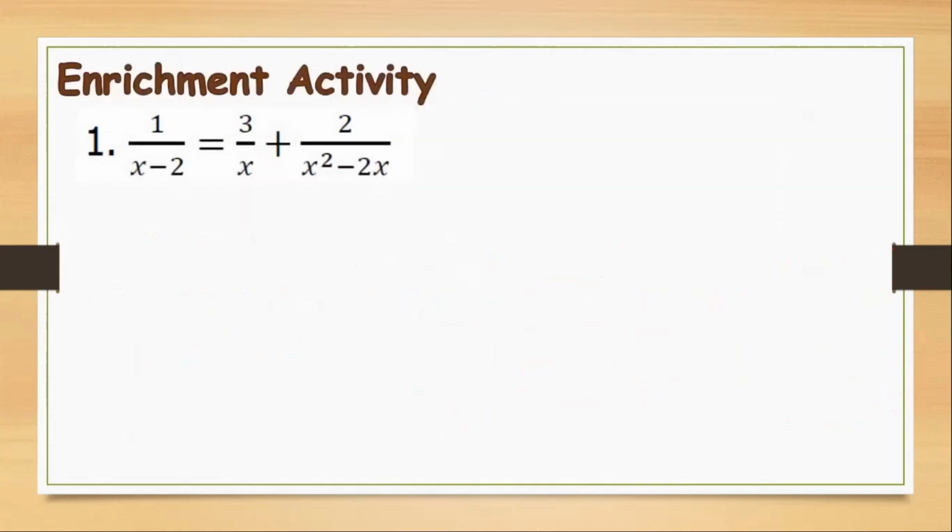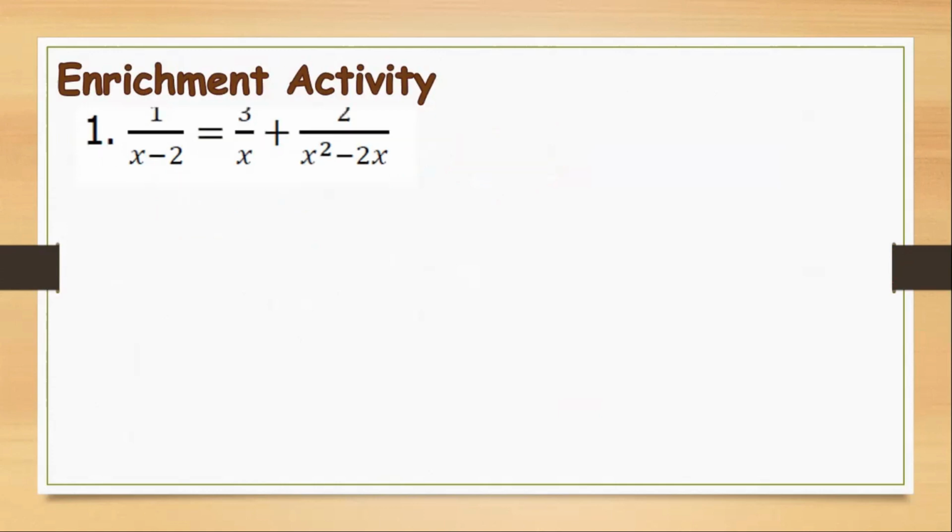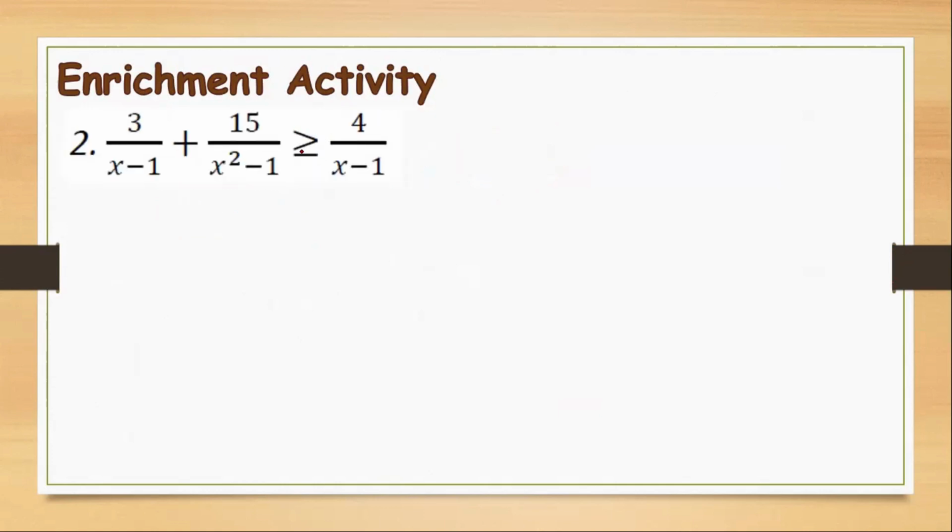Okay, so let's have our enrichment activity. I'll just give you a tip. So we have our LCD. What is the factor of this one? It can be x times x minus 2. So since we have x here and x minus 2 here, this can be our LCD: x times x minus 2. Then the second step is to multiply both sides by the LCD and cancel. Once you have canceled everything there, you are now able to find the value of x by factoring. Also, this one is an inequality, so you have to transfer your 4 to the left side of the equation and follow the steps that I have discussed.